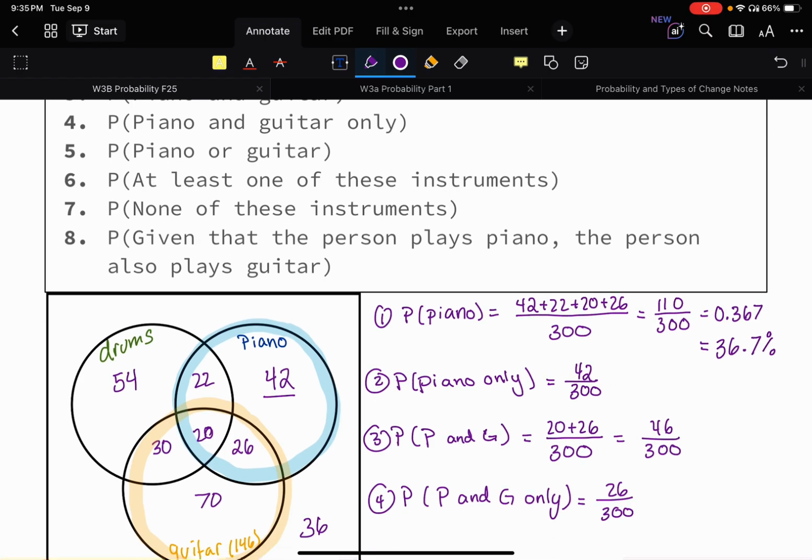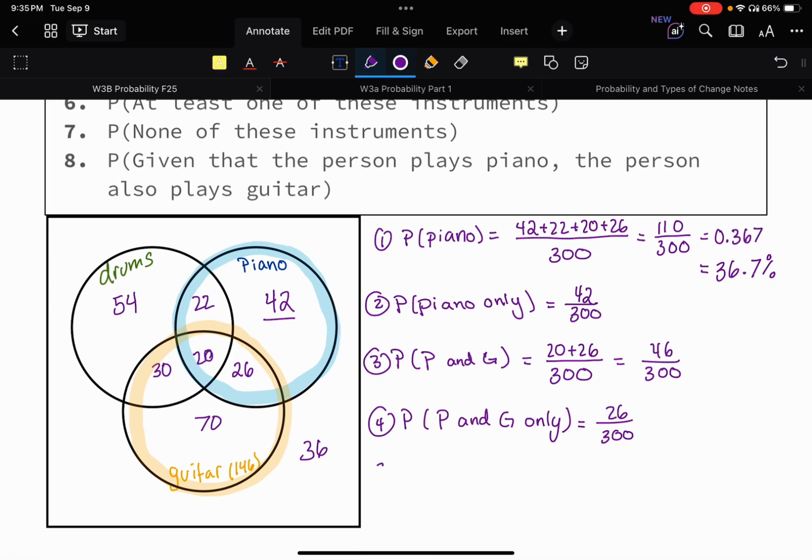Okay, number 5, piano or guitar. So remember, this one is where that formula really doesn't come into play.